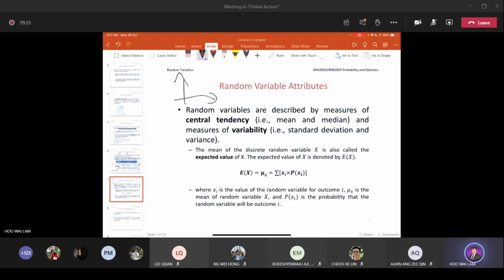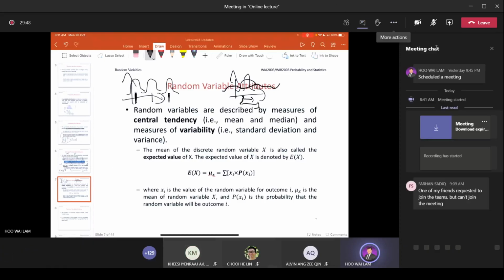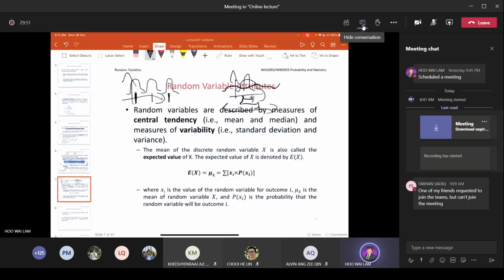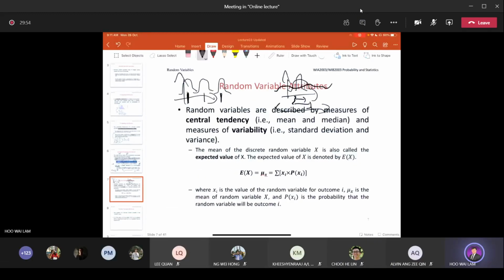Central tendency basically tells you that, for example, if your curve is like this, or like this, or like this, it tells you where your mean is. So this part will be your central tendency. But your variability will tell us how steep your curve is. Of course, my drawing is bad, but you can roughly know that there are different levels of variability over here, from a very small one to a medium one to a very large one, depending on what the curve looks like. Okay. And the mean of the discrete random variable x is also called the expected value.